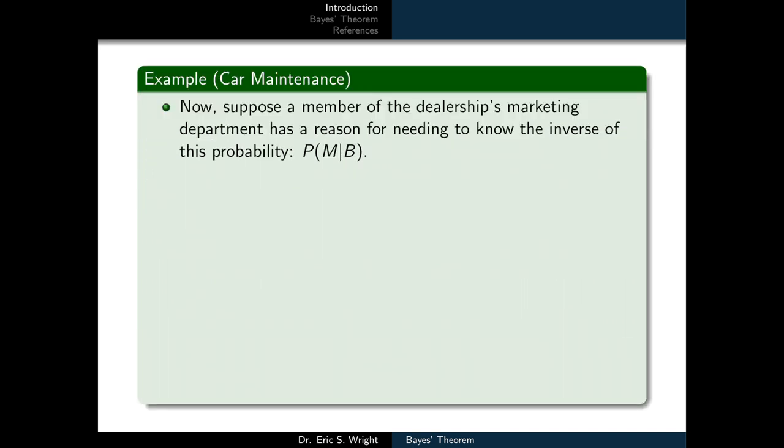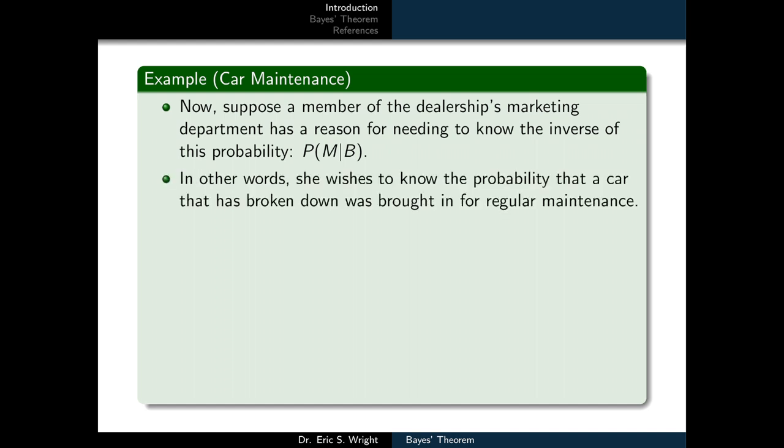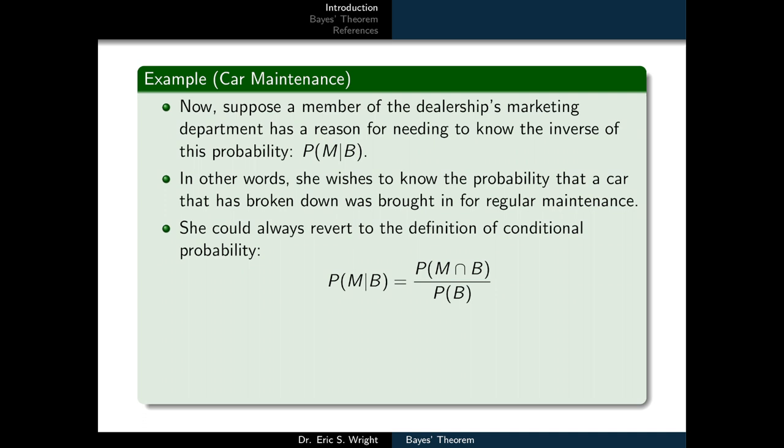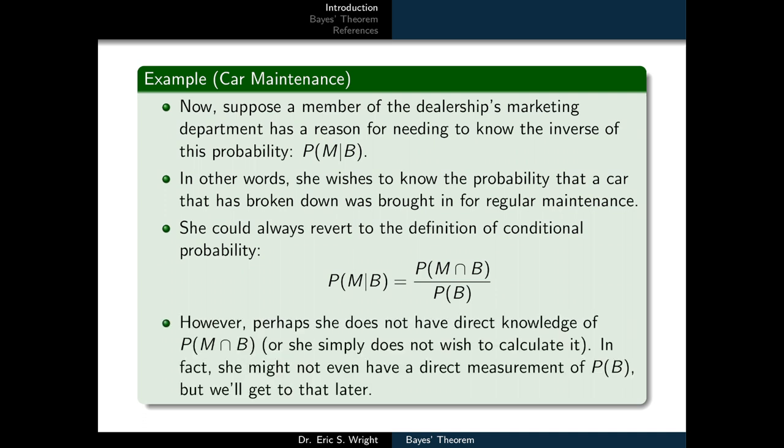Now suppose a member of the dealership's marketing department has a reason for needing to know the inverse of this probability. In other words, they want to know the probability of M given B rather than the probability of B given M. In other words, she wishes to know the probability that a car that has broken down was brought in for regular maintenance. She could always revert to the definition of conditional probability and try to determine P of M given B by forming the probability of M intersect B over P of B. However, it's possible this is impractical. Perhaps she does not have direct knowledge of P of M intersect B, or she simply doesn't wish to calculate it. In fact, she might not even have a direct measurement of P of B, but we'll get to that later.